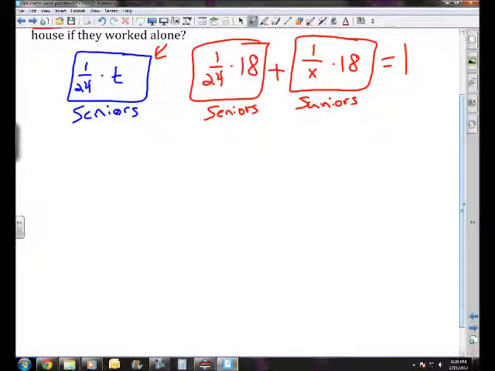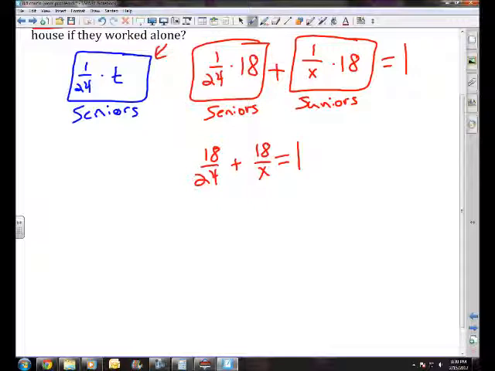Now, let's do like we did before. We've got the same type of equation. We just have a variable in the bottom for our juniors, but we can handle that. Well, let's parse this out. 18 over 24, that represents the work the seniors can do. I just condensed it, of course. Over here, we're going to talk about the juniors. We're going to have 18 over x, and all that's going to equal one completed house.